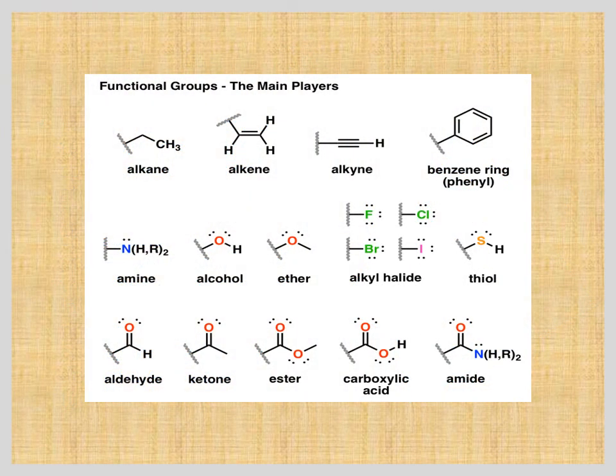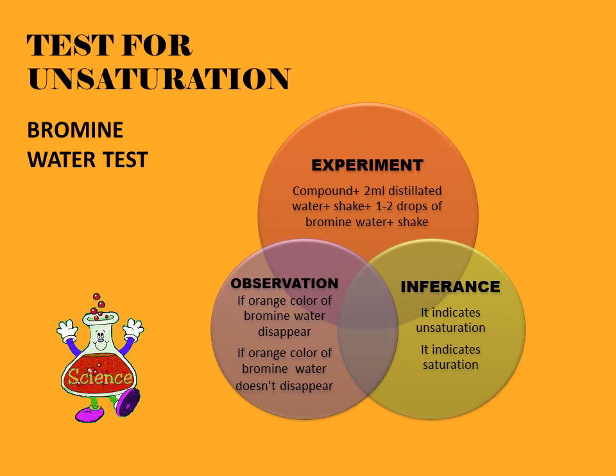Some of the common functional groups present in organic compounds are as follows. So let's see what the tests for the identification of the functional groups are. Test for unsaturation. The first test for unsaturation is the bromine water test.